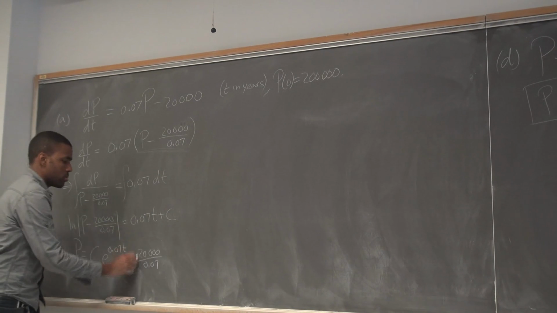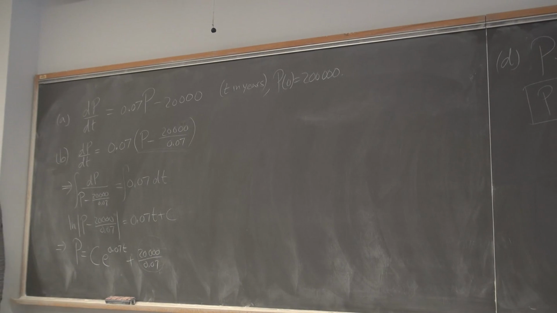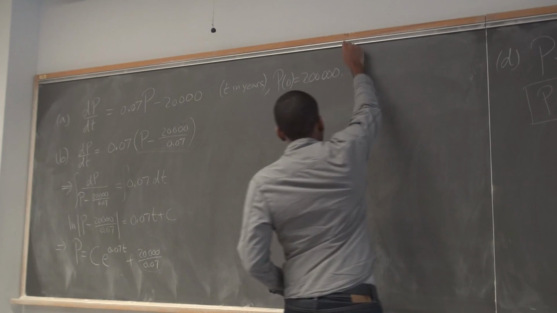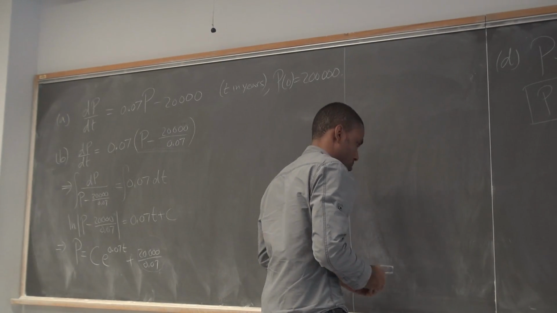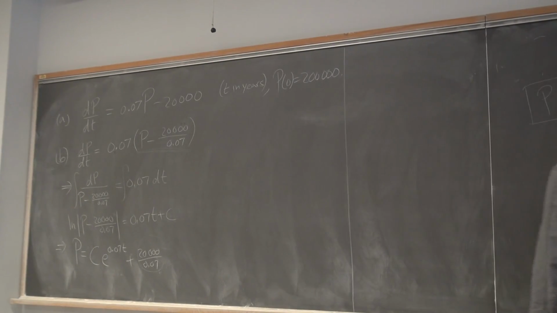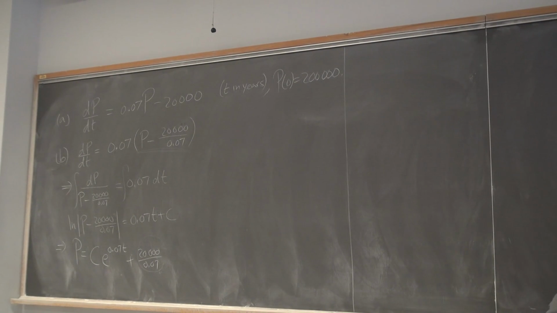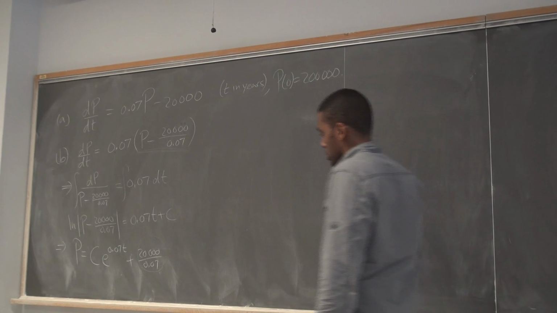Wait, is this a nice number, by the way? 20,000 divided by 0.07? Mine actually has a calculator. Maybe it's nice. I can just write that down instead. Not a nice number.